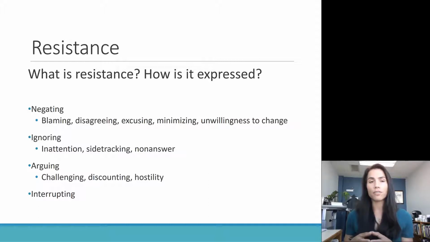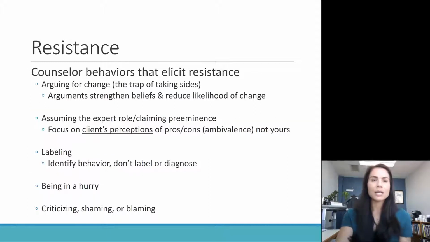So for interrupting to happen as an example of resistance by a client, essentially that's really intentional because there's very little talking already happening by the coach. And so for interruption to happen, they're being intentional to do that. So there are some counseling behaviors that can elicit resistance, right? So arguing for change. And again, this is something that we sometimes do by accident, right? Arguments strengthen beliefs and reduce likelihood of change, right? We need to be aware of that.